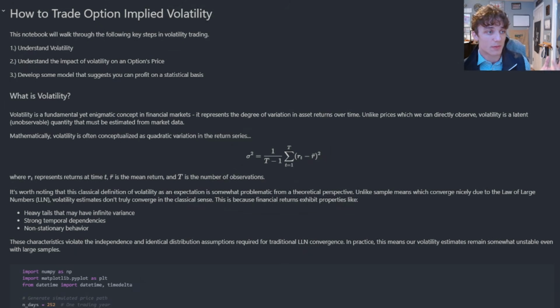In this video and Jupyter Notebook, we're going to walk through how to trade option implied volatility. I've broken it down into three key components: the first being understanding what volatility even is, different measures of volatility, and how we might be able to develop an aggregate measure of volatility using all of these different ways to represent this notion of dispersion. The second being understanding the impact of volatility on an option's price, and the third being developing some sort of statistical basis for your trading.